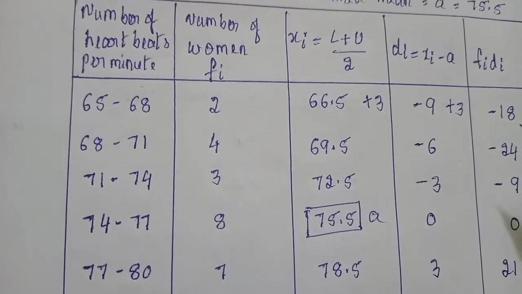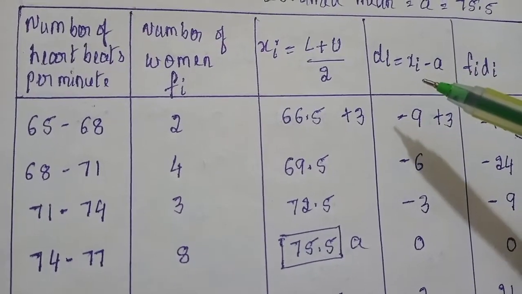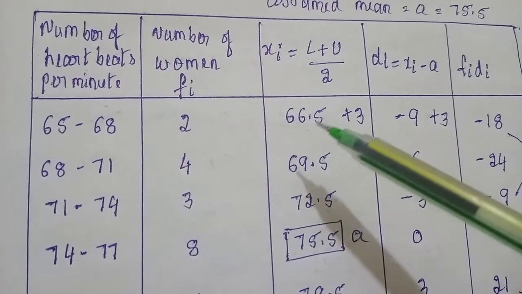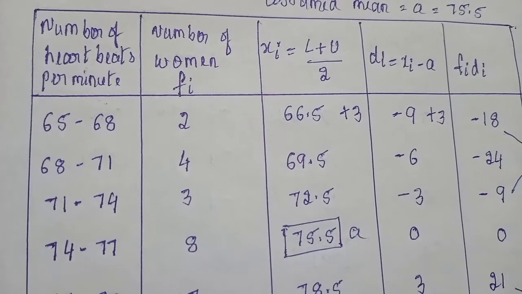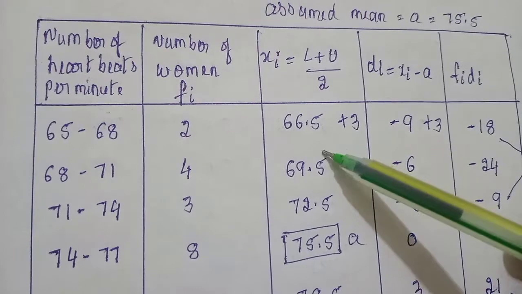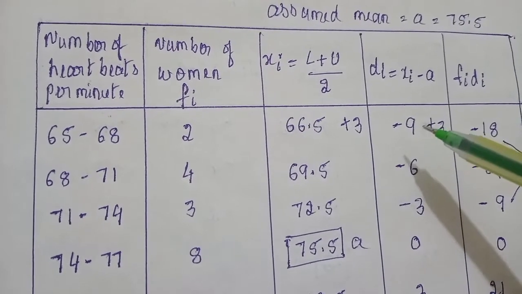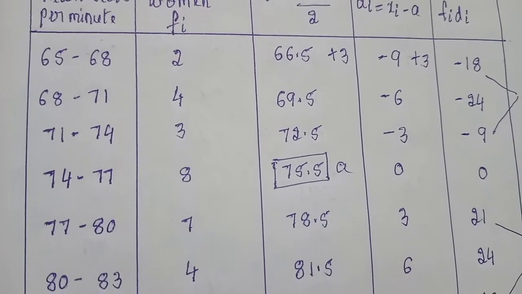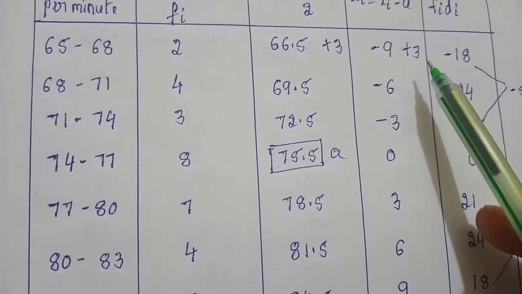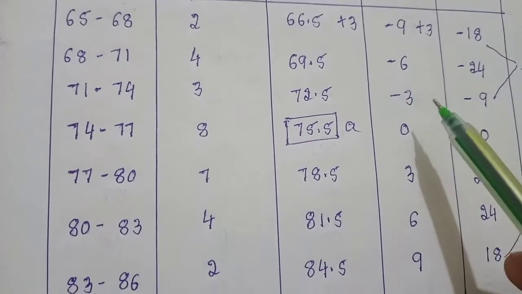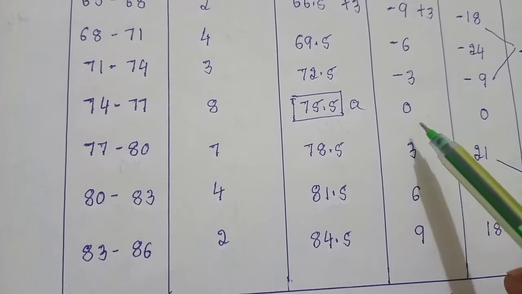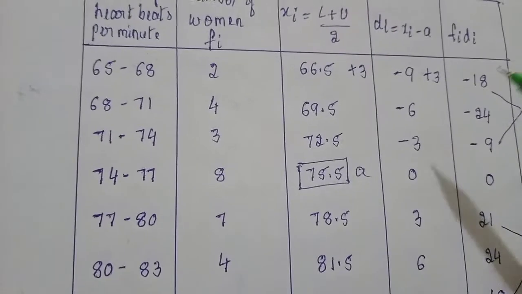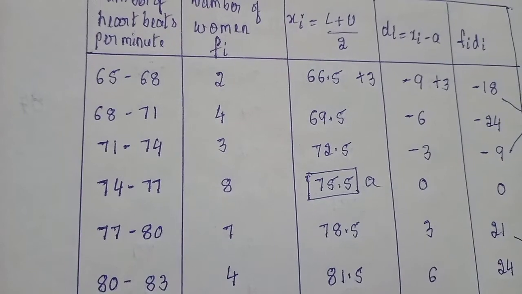Now what is the next column for the assumed mean method? That is Di. Di equals Xi minus A. What is Xi? 66.5 minus A, which is 75.5. When you subtract these two, we get minus 9. Be careful with the sign here. Next, the remaining Dis you can get by adding the class size. Minus 9 plus 3, minus 6. Minus 6 plus 3, minus 3. Minus 3 plus 3, 0. 0 plus 3, 3. 3 plus 3, 6. 6 plus 3, 9. So in this way we completed another column, that is deviation Di.